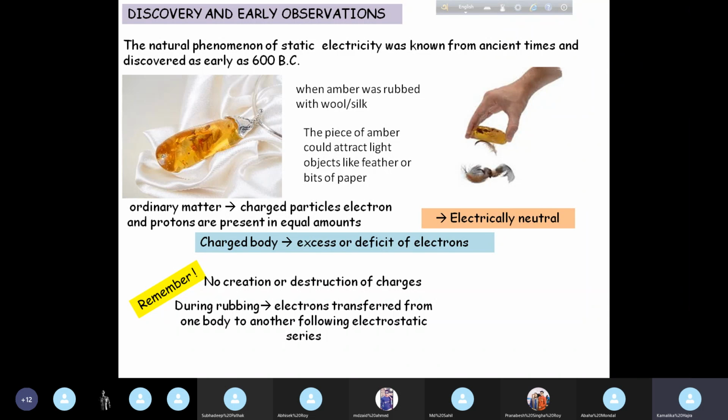Okay, so during this rubbing, electrons are transferred from one body to another following the electrostatic series, and in this series, materials are listed in order. For example, paper, skin, wool, amber, hair, etc. I don't remember this order by heart, but that list will tell you which object will be positively charged and which object will be negatively charged when rubbed against each other. So which material loses electrons and which material gains electrons when rubbed against each other.